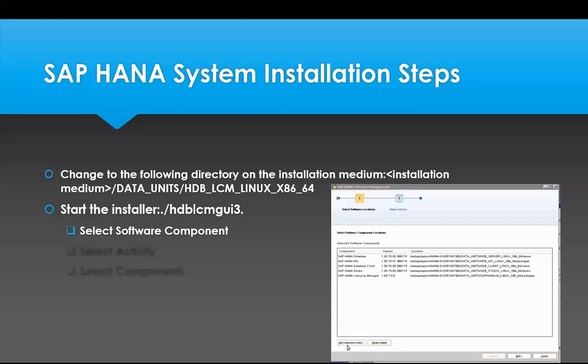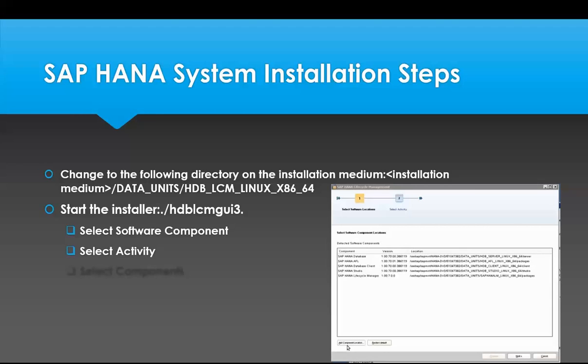When you start it, you have to select the software component locations. It shows the detected software component locations. You can add a component location, so everything you put in the directory goes there. After that you have to select the activity, whether it's the update or installing a new system. When you press next, it goes over here, and there you can choose whether it's a new installation or you are just updating an old installation.